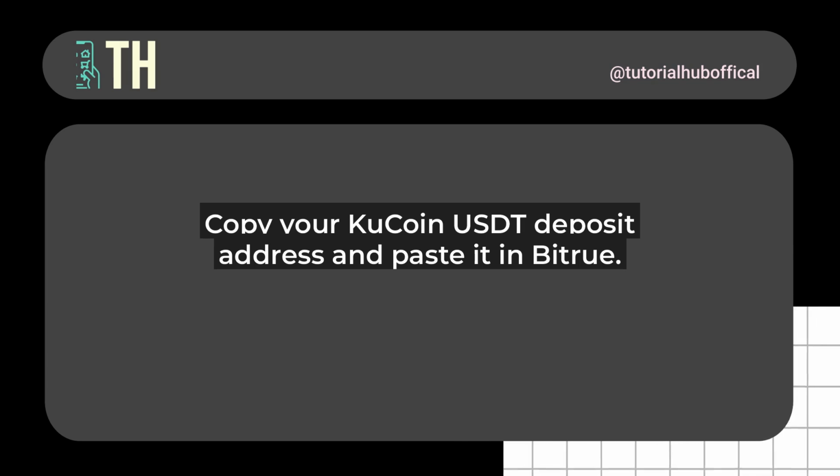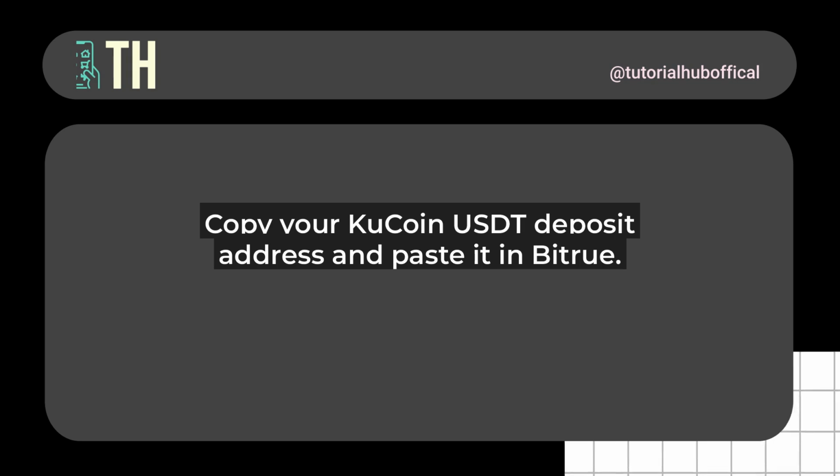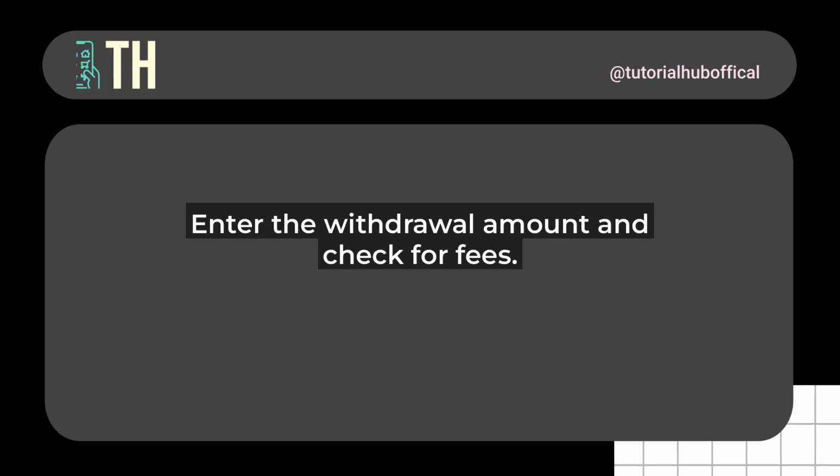Now, enter your Kucoin wallet address. To get this, log into your Kucoin account, go to the Assets page, select USDT, and copy the deposit address. Paste it carefully into the Bitrue withdrawal form. After that, specify the amount of USDT you want to withdraw. Remember to leave enough for any network fees.